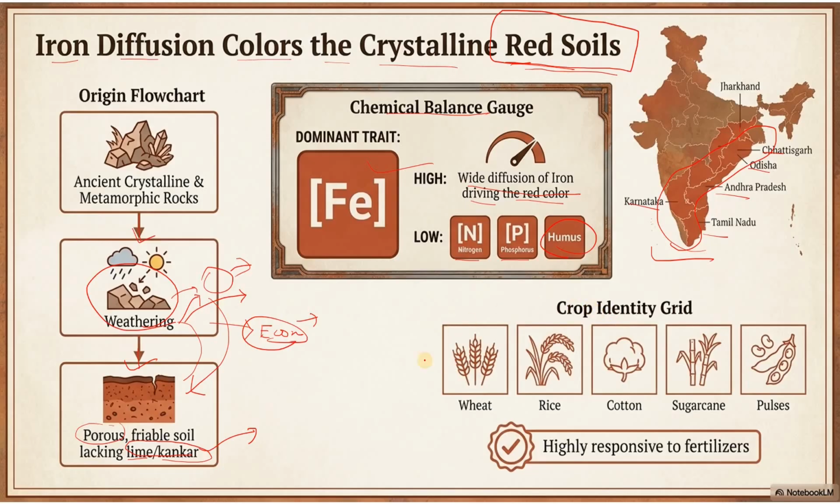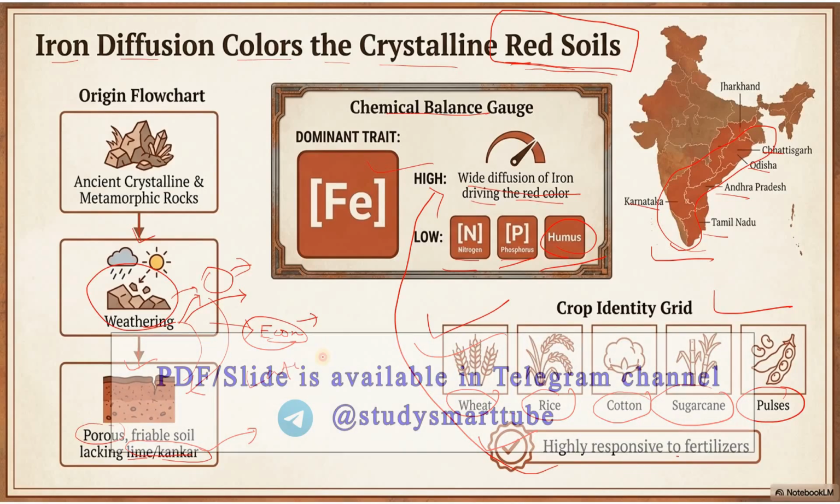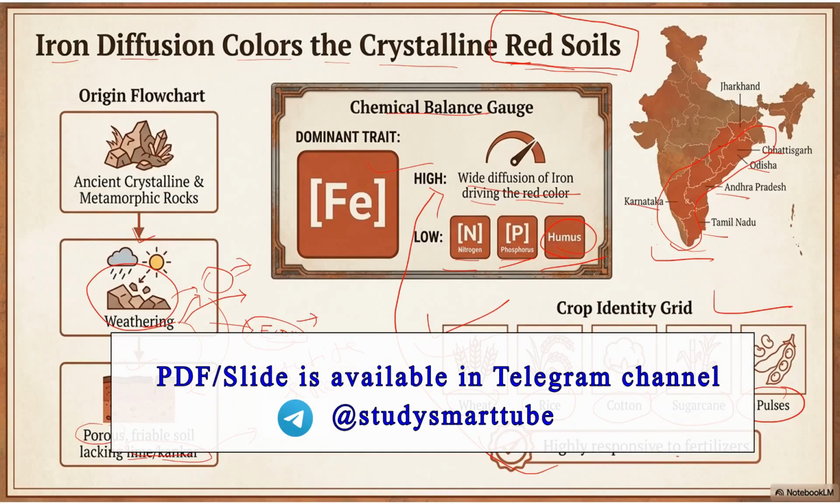What kind of crops can be grown here? One is wheat, another is rice, another is cotton, sugarcane, and pulses. These are grown here. Okay, it is highly responsive to fertilizer. You have to remember this. If you apply fertilizer like nitrogen, phosphorus, or humus or compost, then this soil becomes very good for agriculture and gives a beautiful amount of agricultural production. Okay, so what is the difference between the laterite soil and the red soil?